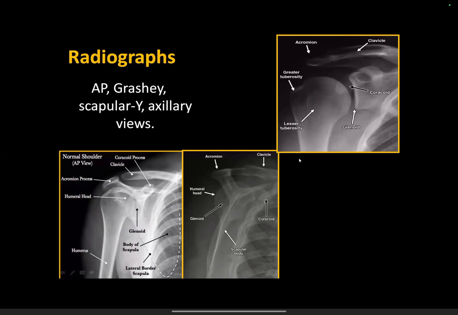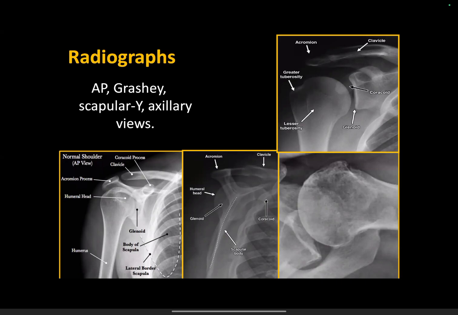side, which is very useful in the setting of dislocation, in which your compass is either the acromion, if the humeral head is dislocated this way, we're dealing with posterior dislocation, or the coracoid, which is located anteriorly. If the humeral head was dislocated this way, we're dealing with anterior dislocation. And we also have the axillary view.